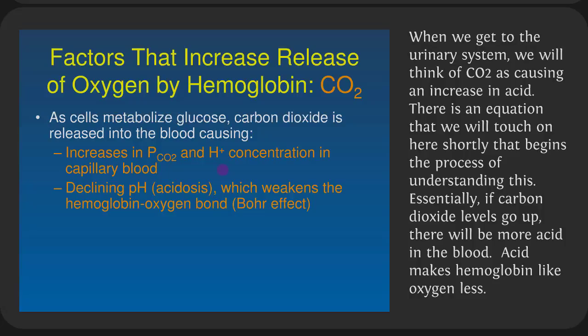When we get to the urinary system, we're going to think about CO2 as causing an increase in acid. I don't know if I mentioned this before, but the urinary system is the most difficult system in AP2. There's going to be an equation. We're going to touch on it here shortly, but we're going to come back to it in the urinary system. And what that does is essentially, if carbon dioxide levels go up, there's going to be more acid in the blood. And as acid makes hemoglobin like oxygen less, it's going to drop off the oxygen.